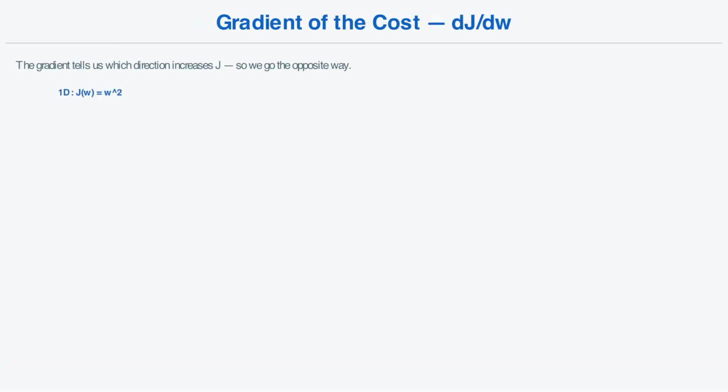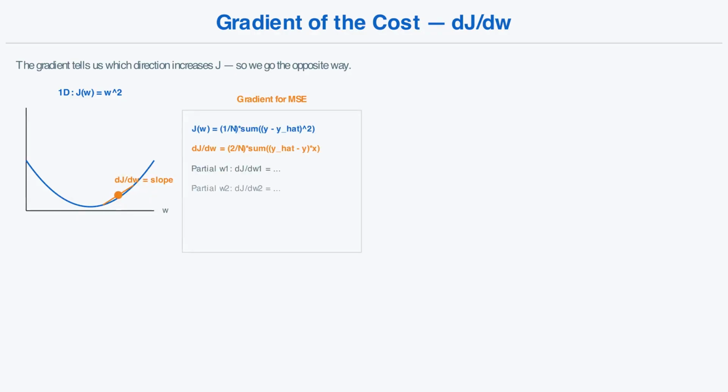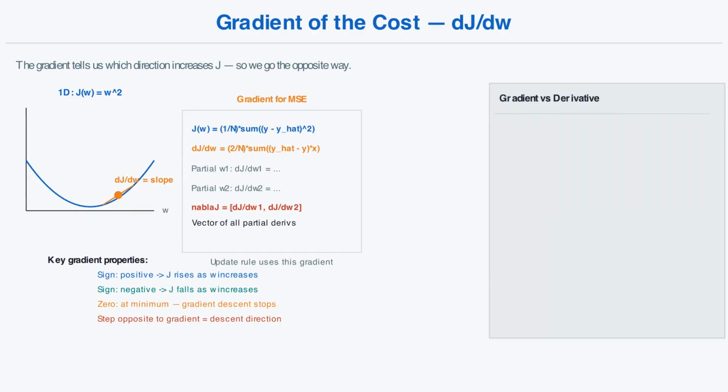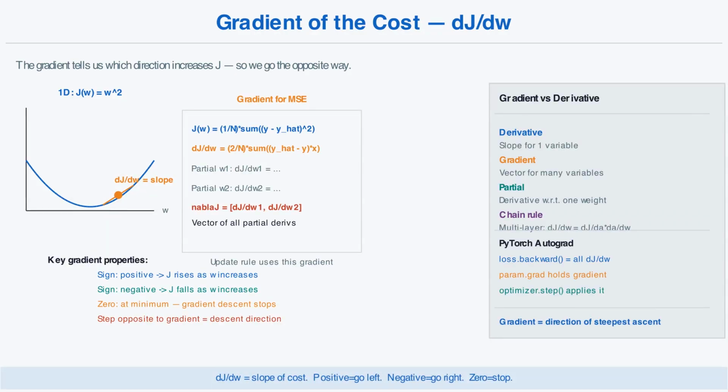The gradient of the cost function is the engine that makes learning happen. Let us understand it precisely. For a one-dimensional model with a single weight, the gradient is just the derivative, dJ divided by dw. At any point on the loss curve, this derivative gives the slope. If the slope is positive, the cost increases as w increases, so we decrease w. If the slope is negative, the cost decreases as w increases, so we increase w. If the slope is 0, we are at the minimum, no update needed.